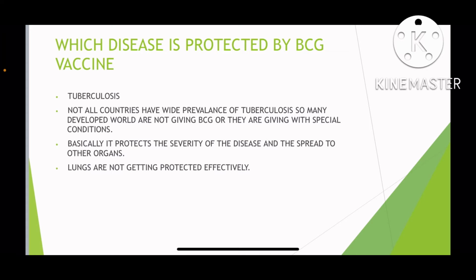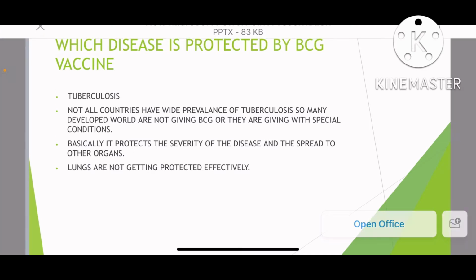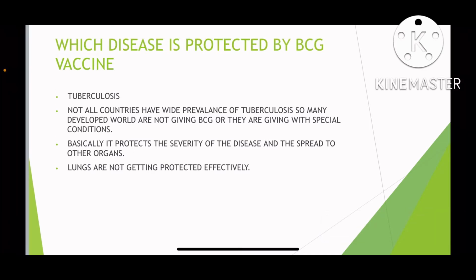BCG basically protects against the severity of tuberculosis and the spread of tuberculosis to other organs. As you are aware, tuberculosis is mainly a disease of the lungs. So the protection against lung tuberculosis by the BCG vaccine is less, but BCG protects from the spread of the disease to other organs like the brain, liver, kidneys, or it prevents the spread through the blood.